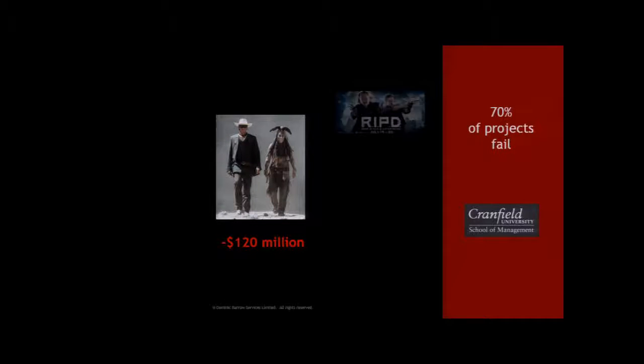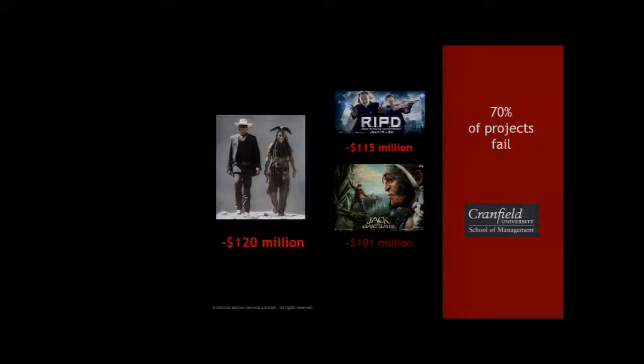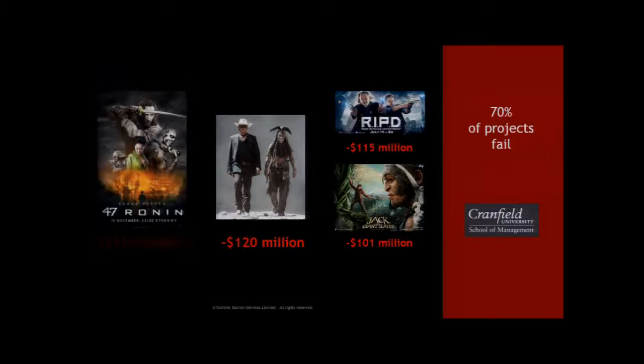And there are other films released last year. R.I.P.D. lost 115 million, Jack the Giant Slayer 101 million, and at the beginning of this year, to top it all, 47 Ronin, minus $150 million. So it's not just change projects that fail. A good proportion of investments in anything fail, which is why we do investment portfolio management. We do investment portfolio management because while we invest in things we think are going to work, we accept that up to a certain percentage will fail, so the portfolio has to cover off those that fail at the same time as giving us ones that work.